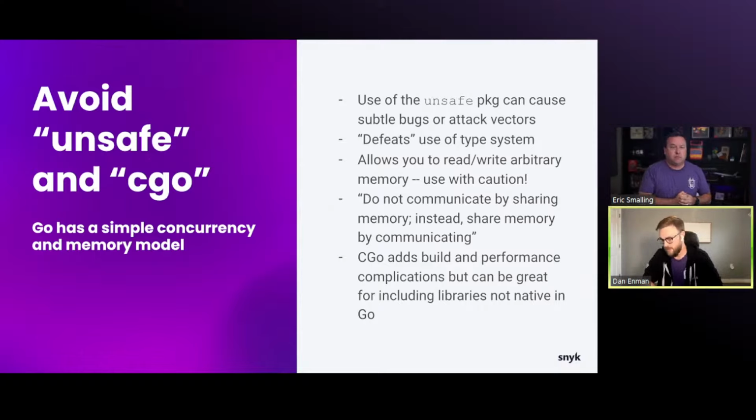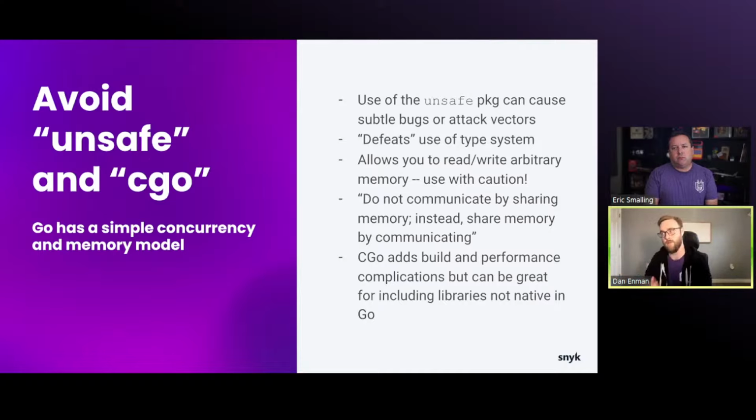Cool. So the next thing I want to talk about and run through some demos of is unsafe in particular. Cgo is mentioned on here. Cgo is not terrible, but Cgo is not Go. It can add some build and performance complications. And really, if you're writing Go and interacting with a lot of Go code, there should be a native Go library available. So that's the recommendation.